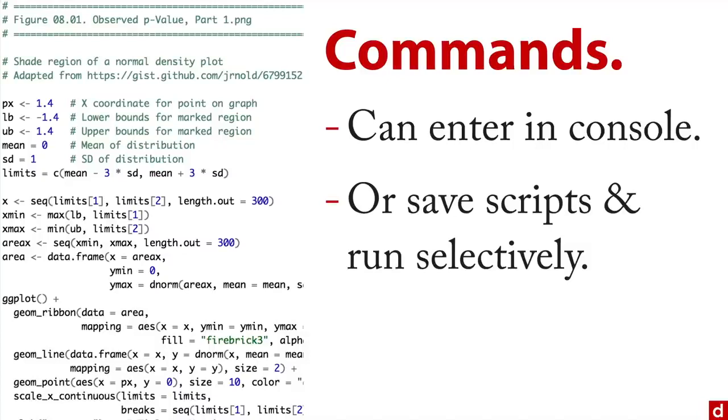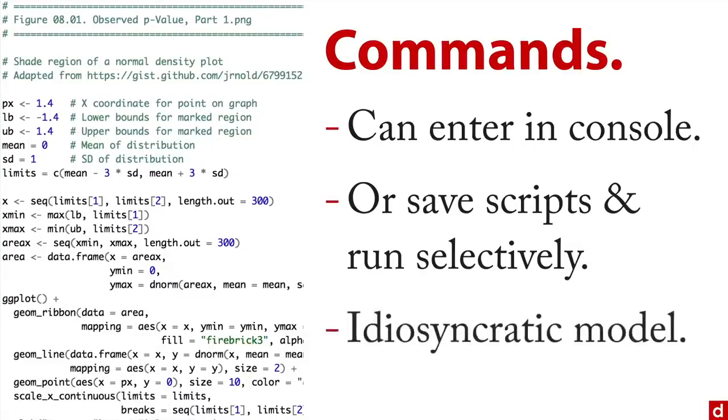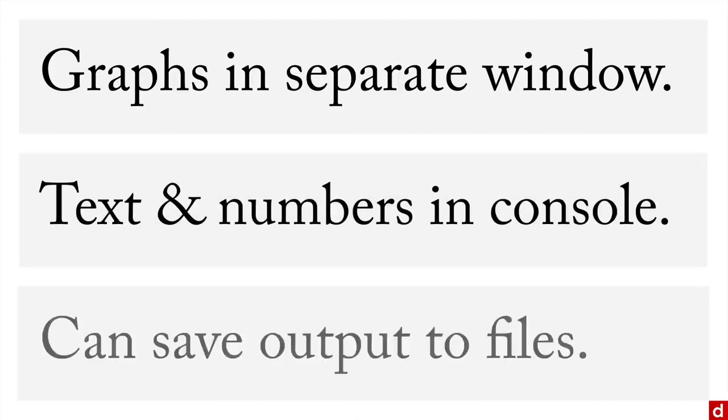No matter how you do it, if you're familiar with programming in other languages, then you're going to find that R is a little weird. It has an idiosyncratic model. It makes sense once you get used to it, but it is a different approach. And so it does take some adaptation if you're accustomed to programming in other languages. Now, once you do your programming and get your output, what you're going to get is graphs in a separate window. You're going to get text and numbers, numerical output in the console. And no matter what you get, you can save the output to files. So that makes it portable. You can do it in other environments.